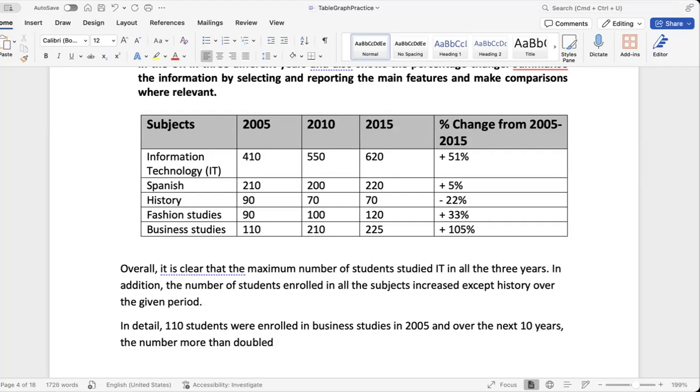Now I've given the percentage here in the form of more than doubled to 225. Over the next 10 years, the number more than doubled to 225, and done. You don't need to write 2015. That has already come in over the next 10 years. Sir, we can write that over the next 10 years, it increased by 105%. Yes, you could have also written that. And if you want to give 225, you can give that also. It's optional, but it is not needed.